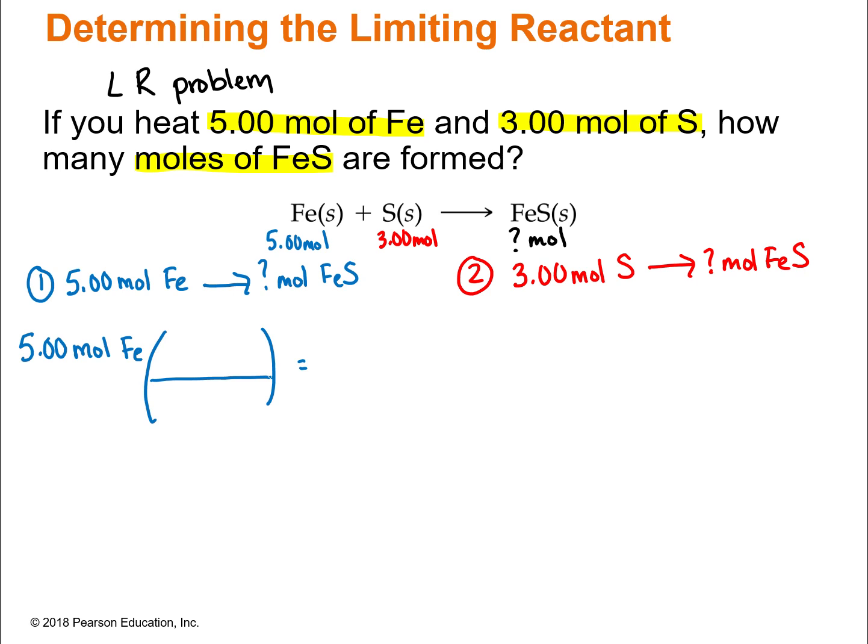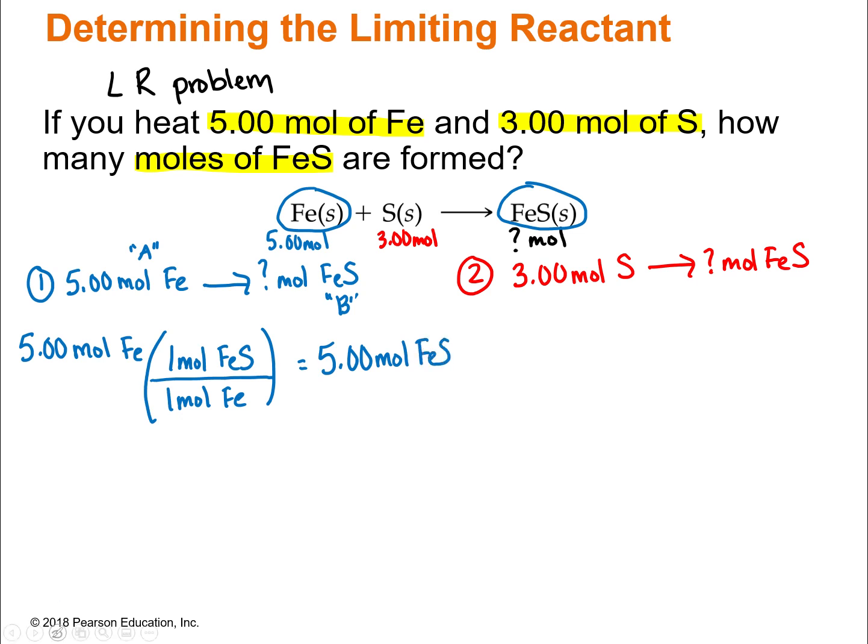We always use the same format of B over A. The A is our iron. The B is the iron(II) sulfide. You look at the problem. There's 1 mole of iron(II) sulfide for every 1 mole of iron. That means we would make 5 moles of iron(II) sulfide.